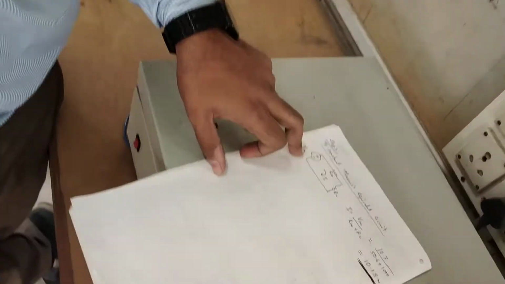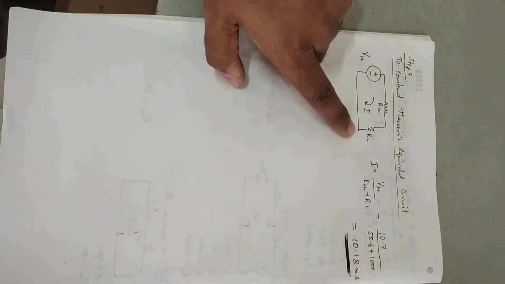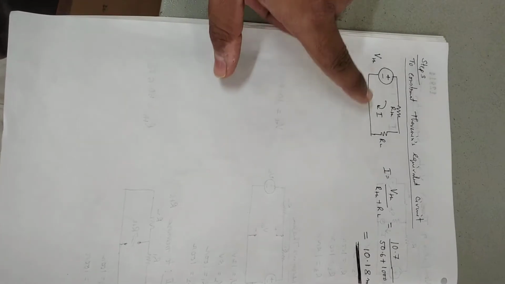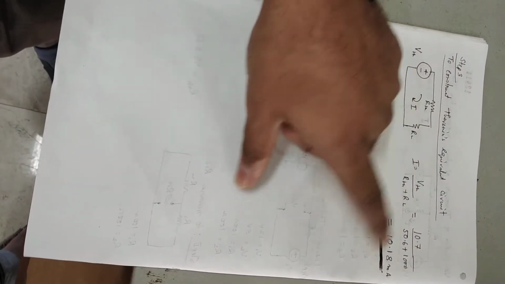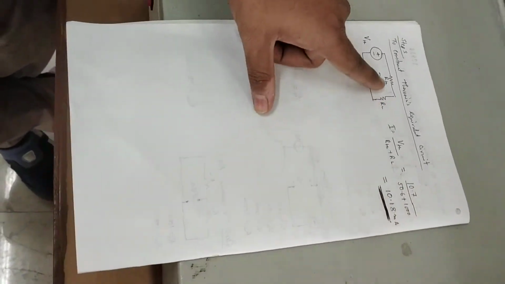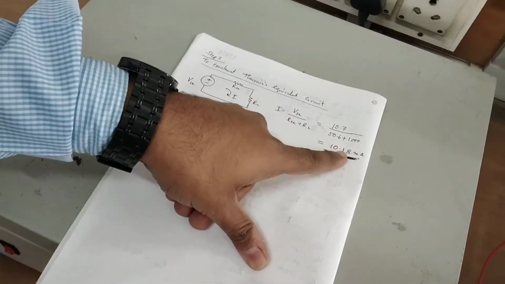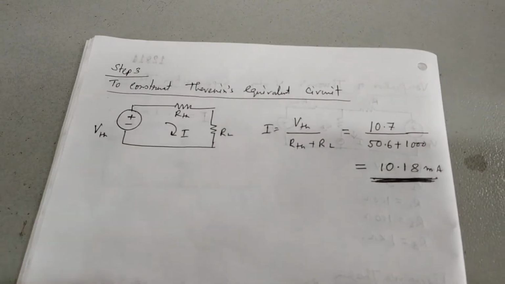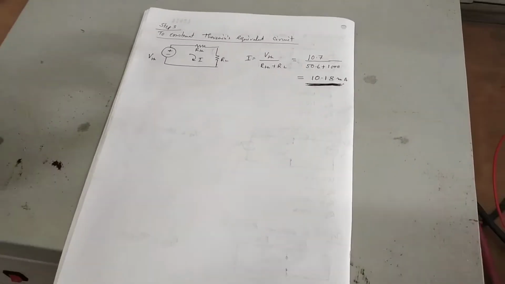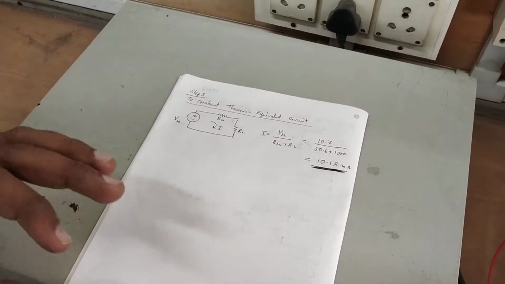So the final step for Thevenin's theorem is to construct the Thevenin equivalent network. We should connect VThevenin in series with RThevenin and RL. So you know all the values. We should calculate the current, the verified current value. If you substitute all the values, VThevenin and RThevenin, we should get 10.18 milliampere. So this is the verified current, and the actual current flowing was 10.1 milliampere. So these two values are quite the same. So Thevenin's theorem has been verified.